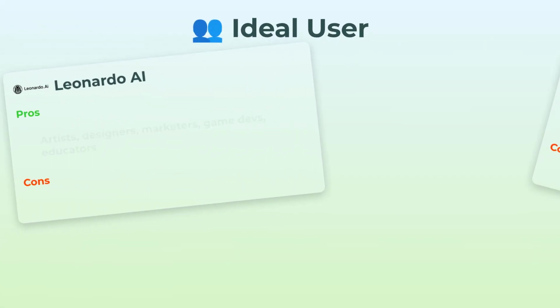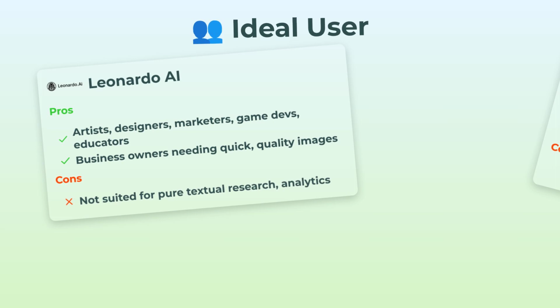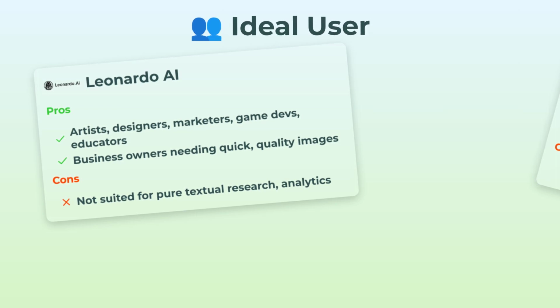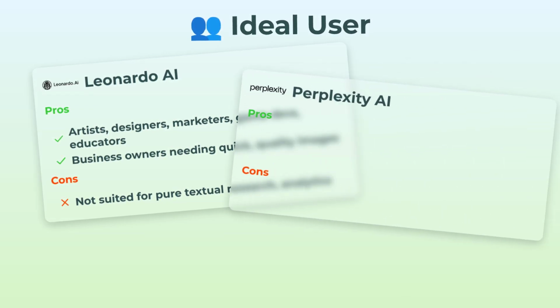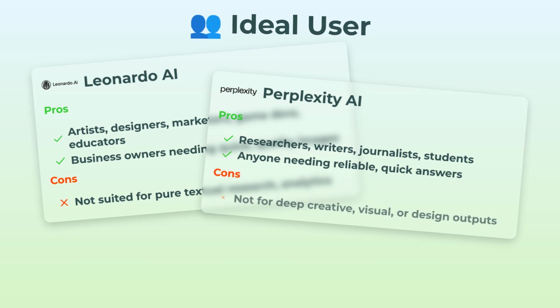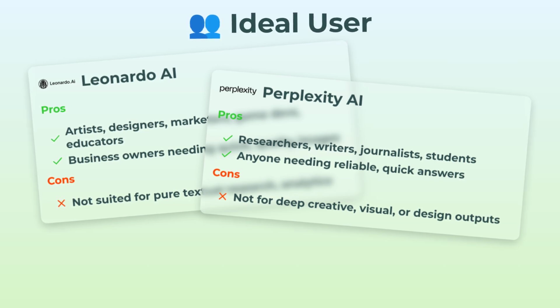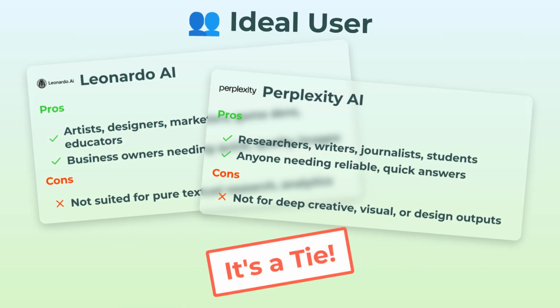All right, finally, who's this actually for? Leonardo AI is honestly perfect for artists, designers, marketers, game devs, educators, and yeah, even business owners who just want quick, pro-looking images. If you need deep research or analytics though, honestly, not the tool. Perplexity AI's ideal user is anyone who needs fast, reliable answers with solid citations. Researchers, writers, students, journalists, the info nerds. But again, you won't get fancy art from this. Both kinda crush it for their own crowd, so I'm calling this a tie.